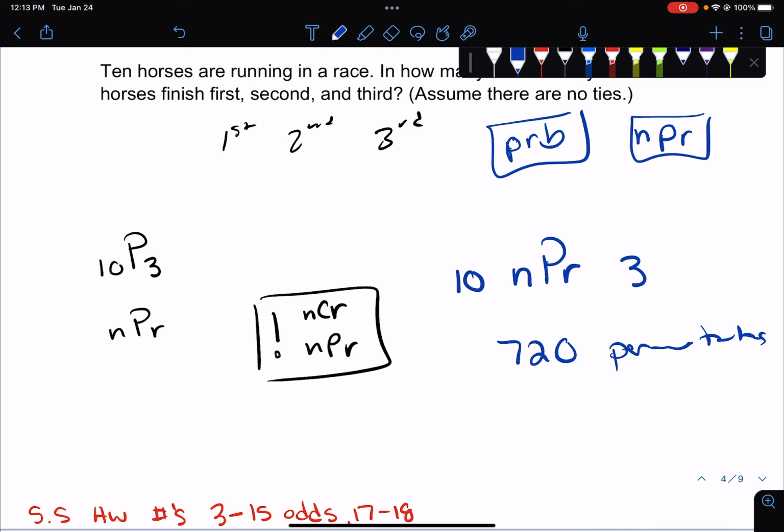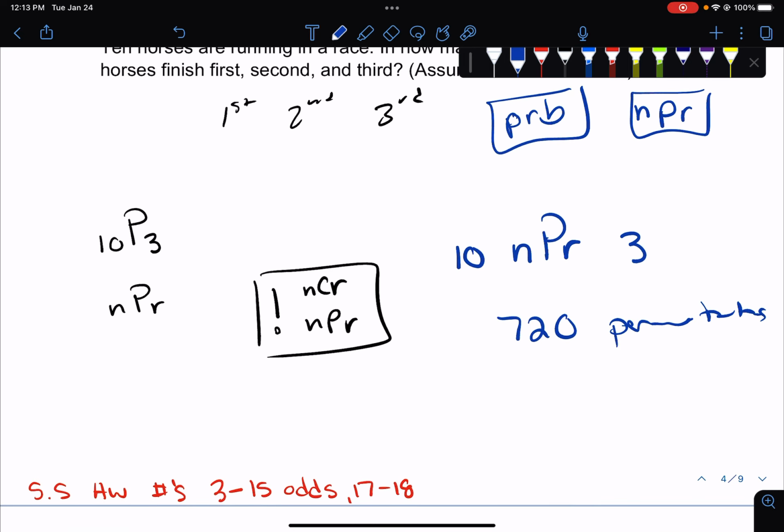All right, so on your homework, this is homework 5.5, I want you to try 3 through 15 and 17 through 18. I want you to focus on this nPr button, okay? If you can't figure out how to make it work on your calculator, come see me. I'll help you figure out how to get the button to work.